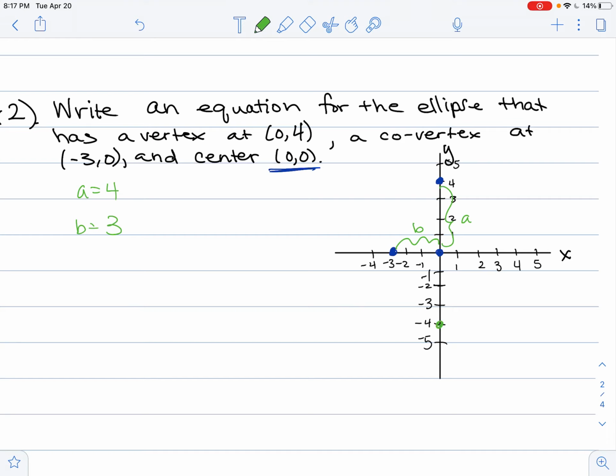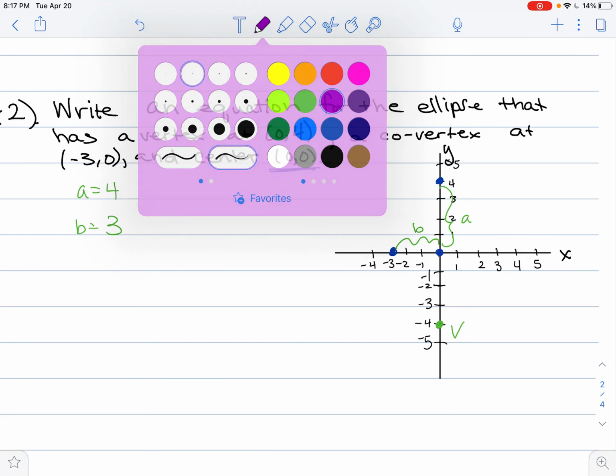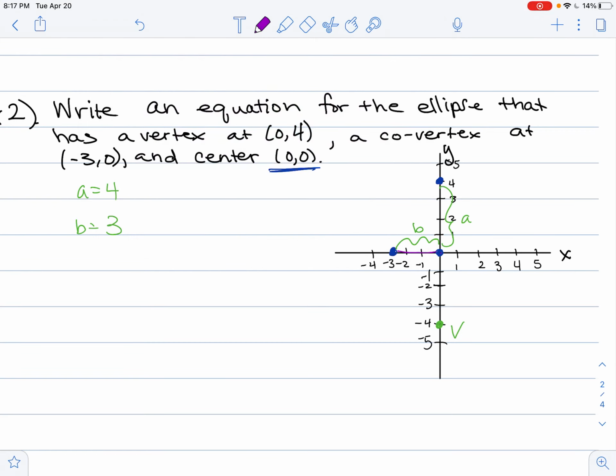So here is my other vertex, and if this is 3, then this is 3 over here. This is my other co-vertex. So we're going to label these. They gave us this was the vertex, this was the co-vertex, and right here was the center. So from right there, as long as I have the vertex and the co-vertex, we have the ellipse.